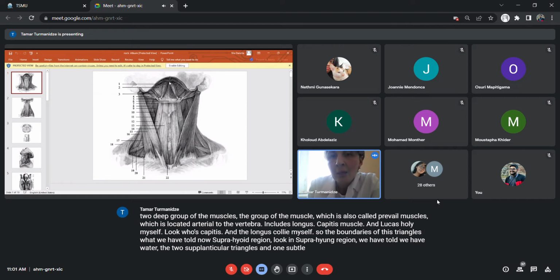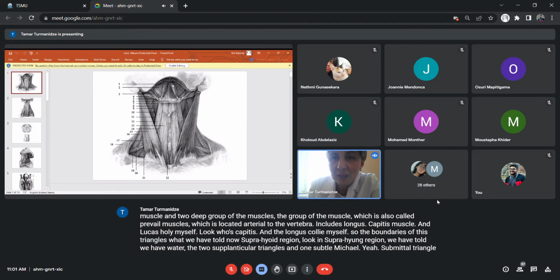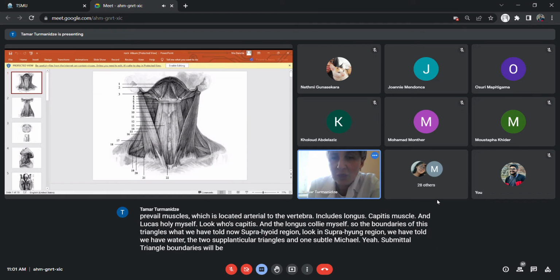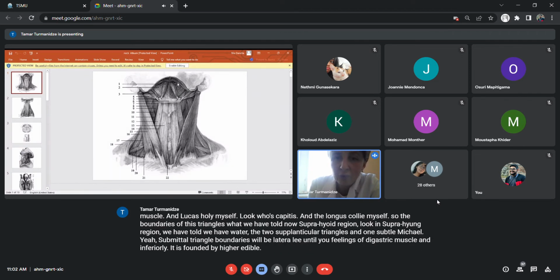Submental triangle boundaries will be laterally the anterior bellies of the digastric muscle, and inferiorly it is bounded by the hyoid bone. The floor of this triangle is formed by the mylohyoid muscle. Mylohyoid muscle forms the floor of the oral cavity. This is mylohyoid muscle.